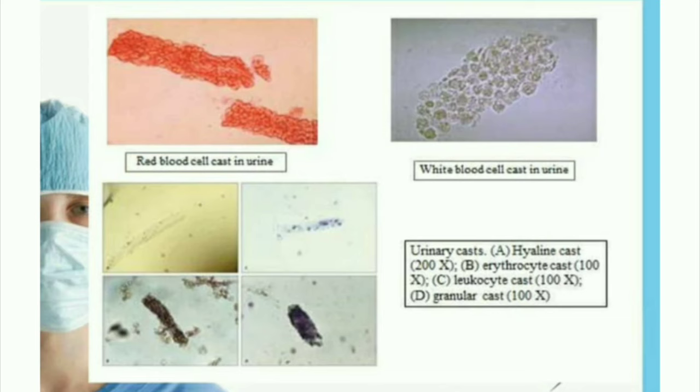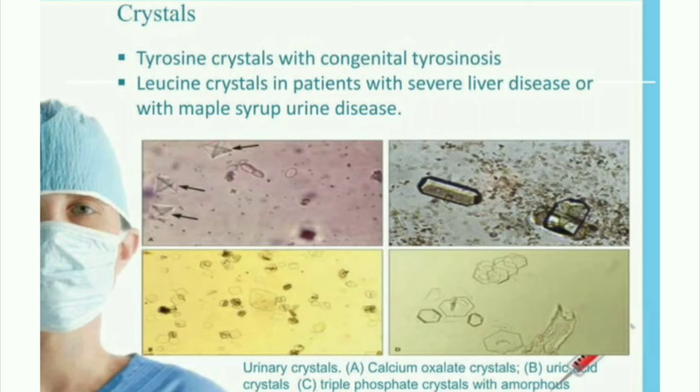Red blood cell casts in urine, white blood cell casts in urine, urinary casts, hyaline casts, erythrocyte cast, leukocyte cast, and granular cast are seen in the picture. Crystals: tyrosine crystals with congenital tyrosinosis. Leucine crystals in patients with severe liver disease or with maple syrup urine disease. A. Calcium oxalate. B. Uric acid crystals, triple phosphate crystals, and amorphous phosphate and cysteine crystals.